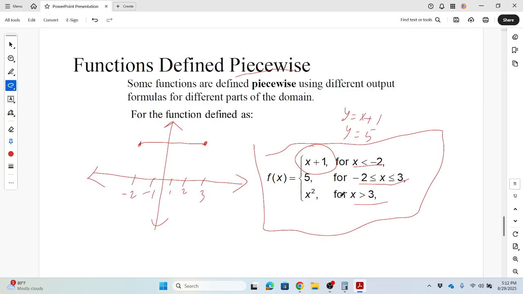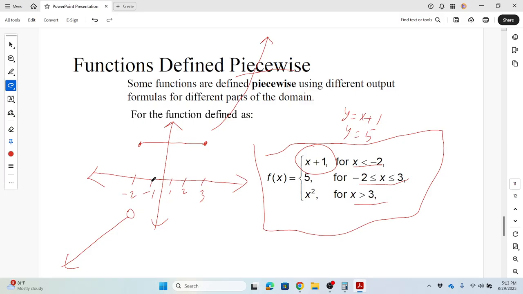From greater than 3, it's a quadratic. So when x is 3, it looks something like this. When x is negative 2, it's negative 1. So somewhere here, the graph would look like this. So these are the three pieces: the straight line on the left side, the straight line in the middle, and then the parabola on the right side.